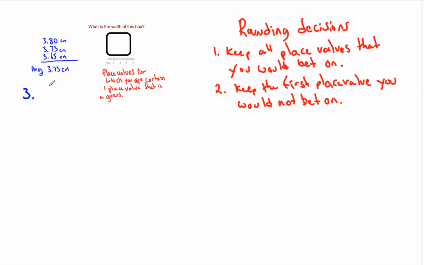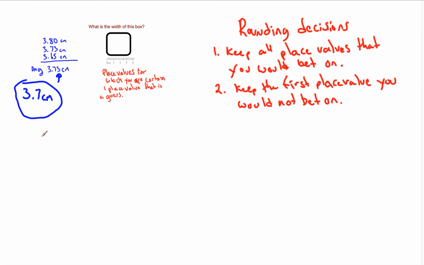3.73 rounded to the tenths would be 3.7 centimeters. And that's how I want to report my measurement, 3.7 centimeters. And the reason why I want to do that instead of 3.73 is there's enough variability in these measurements that I don't really have any degree of confidence in the 100th spot. I report 3.7 because that communicates the right level of confidence in my measurements.